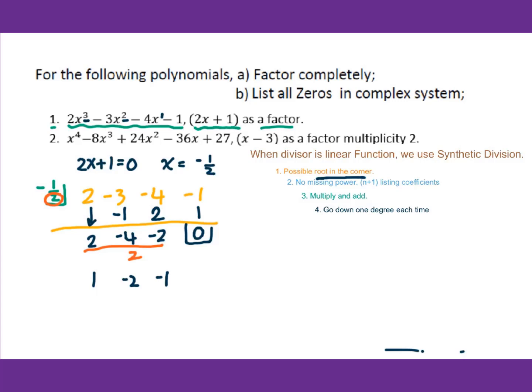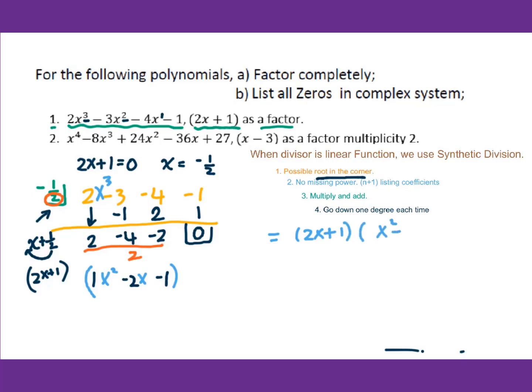Then we need to check the leading term, x to the third power. So we get x squared minus 2x minus 1. The factor for this is x plus 1/2. Then bring this 2 to the front. You will get 2x plus 1 as the factor. Therefore, we factor this polynomial as 2x plus 1 times x squared minus 2x minus 1. Since x squared minus 2x minus 1 we cannot factor, it's already factored completely.